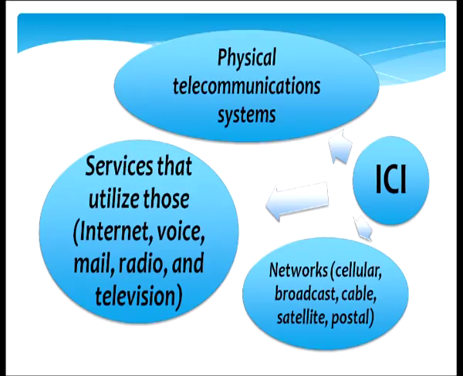Let's have a look. When we say ICI, that is Information Communication Infrastructure, it consists of physical telecommunication systems, the hardware that we see. It also involves services that make use of internet, voicemail, radio and television. It includes networks, cellular networks, broadcasting networks, cable, satellite, postal. In fact, right now, all the learners are making use of ICI to see this lesson.